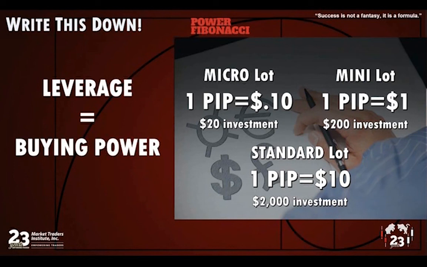Now, for those of you that are new to the currency market, does this make a little bit more sense now of why this is the fastest growing market in the world? Number one, you can start small and grow your account. And number two, the leverage and the buying power is unprecedented. Okay? It's better than options, better than futures. It's, to me, the best way to trade.